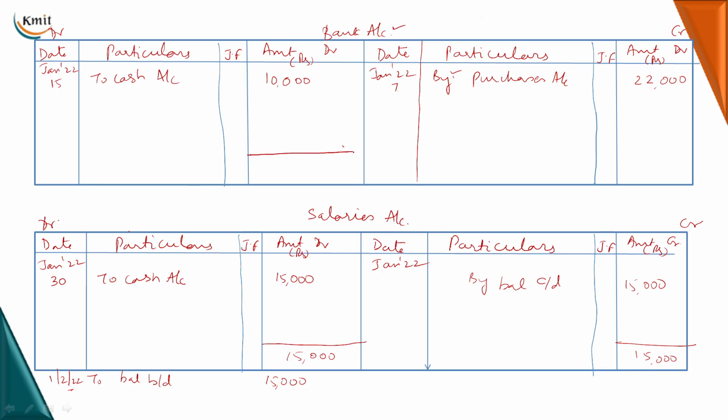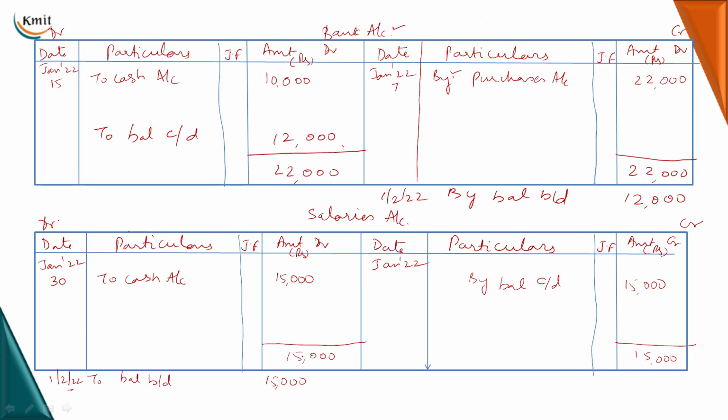Bank account. 22,000 is the highest total here. We take the same 22,000 on the debit side and close the balance here. To balance carried down 12,000. So for February 1st, it will be by balance brought down 12,000.